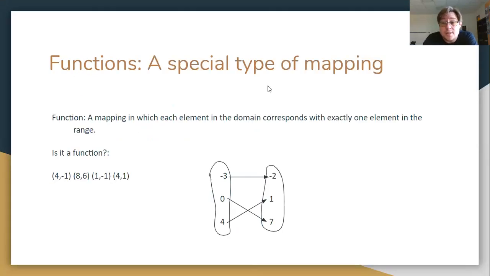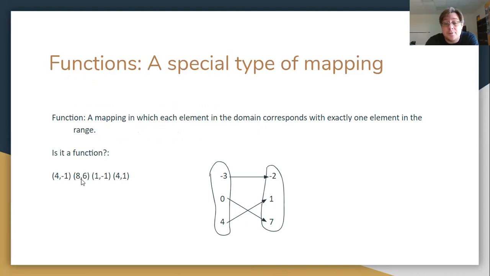So functions are a very specific type of mapping that has one main rule. A function is simply a mapping or a relation in which each independent variable, each input, can only have exactly one output. So let's try to look at some examples because that'll make a little more sense.